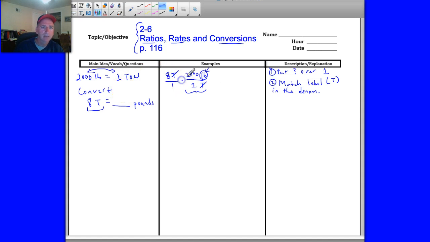I have 8 times 2,000, which is 16,000 pounds over 1 times 1, that ton is gone, is 1. So the answer is 16,000 pounds. Okay, so here's what I did. I put it over 1, I matched the label in the denominator, and then the third step that we did here, you should have in your notes, is we just say use conversion factor, okay, to multiply.